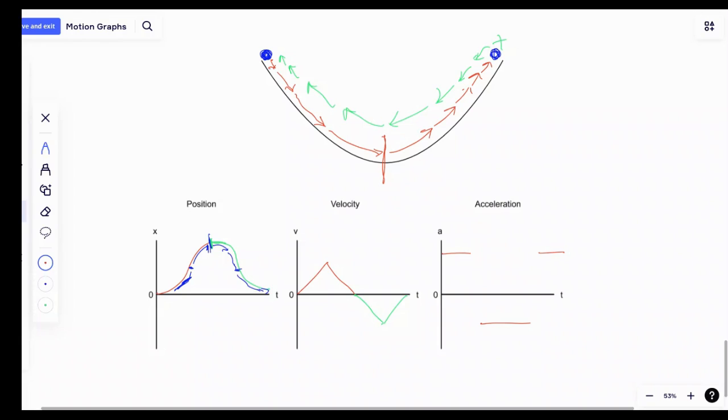Okay, hopefully this helps understand the physical representation of a ramp or a hill and how that would translate into position, velocity, and acceleration versus time graphs.